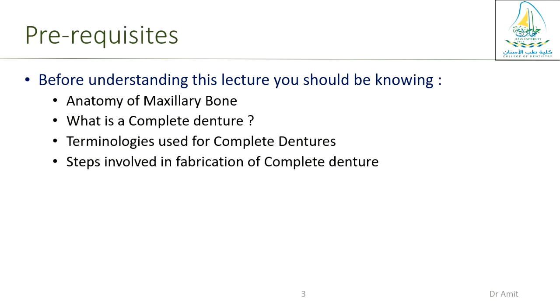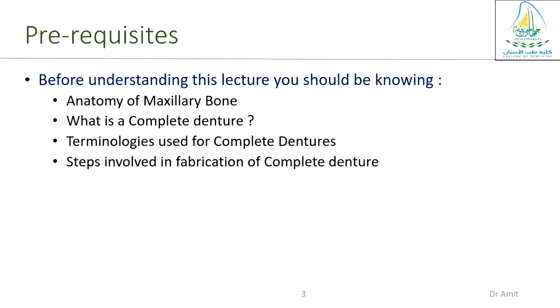Before understanding this lecture, you should know a few things that are prerequisites, that is the anatomy of the maxillary bone. How is the maxillary bone formed? It is formed by the palatal processes of the maxillary bone. They come from both sides and join in between. So there is a suture in between, in the permanent palate, and we also have a primitive or anterior palate. So it is made up of the different processes of the maxillary bone.